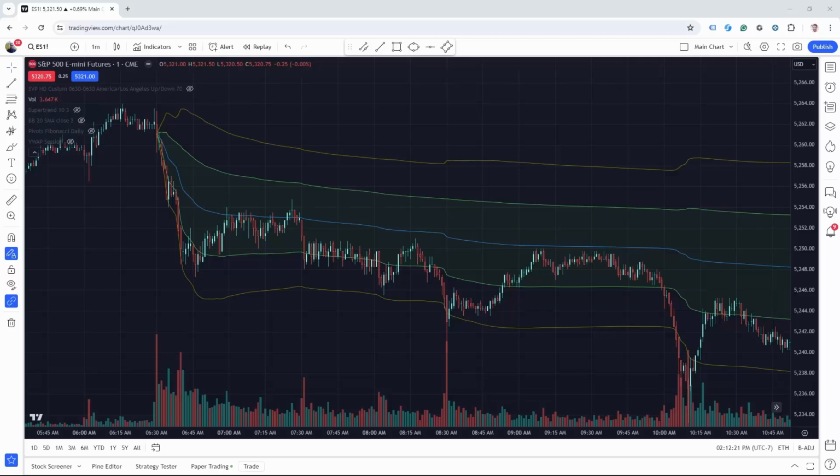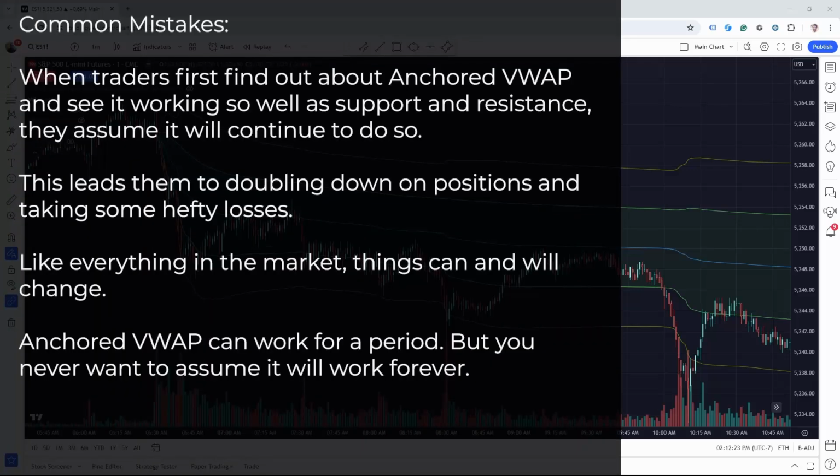Let's go over some common mistakes and how to avoid them. When traders first find out about Anchored VWAP and see it working so well as support and resistance, they assume it will continue to do so. This leads them to doubling down on positions and taking some hefty losses. Like everything in the market, things can and will change. Anchored VWAP can work for a period, but you never want to assume it will work forever.